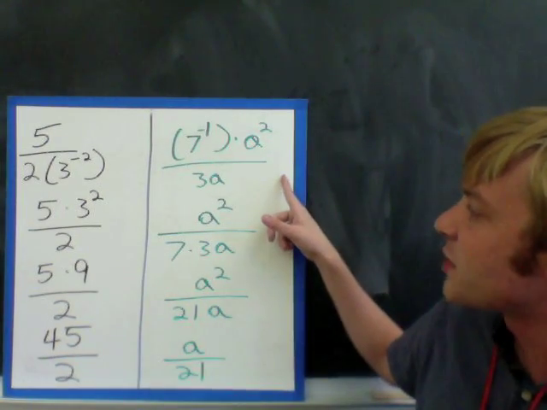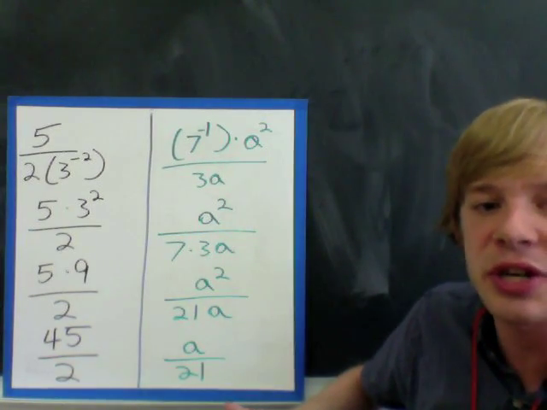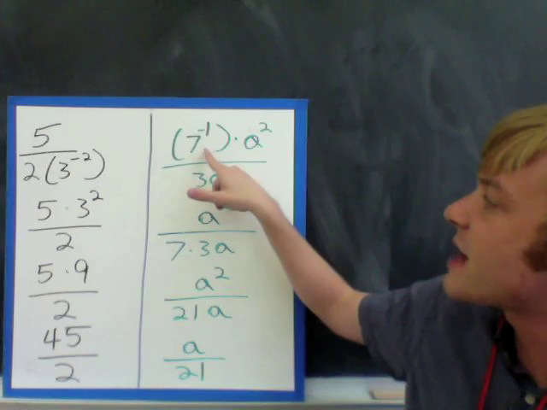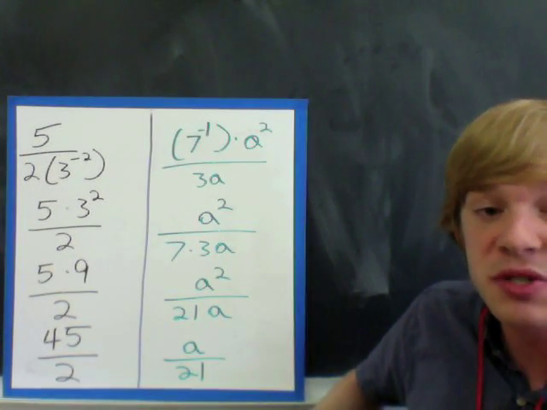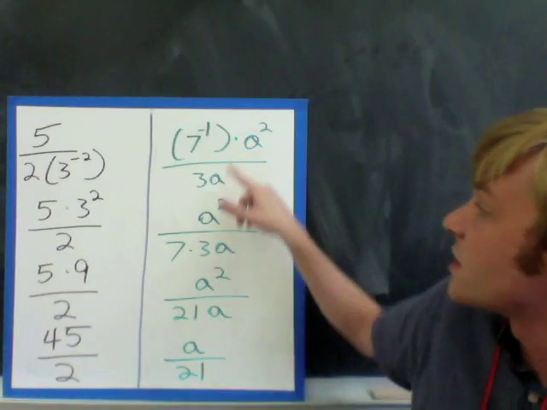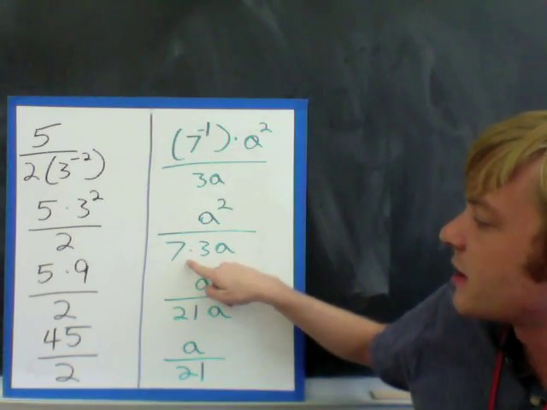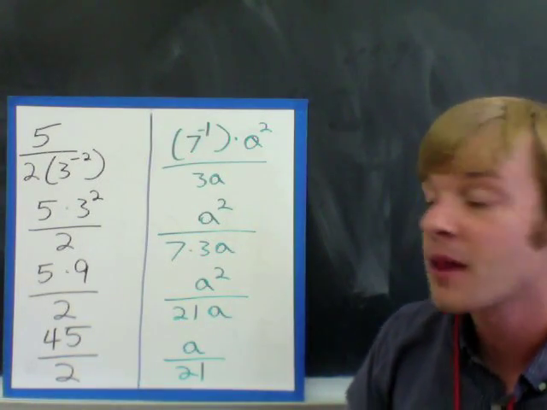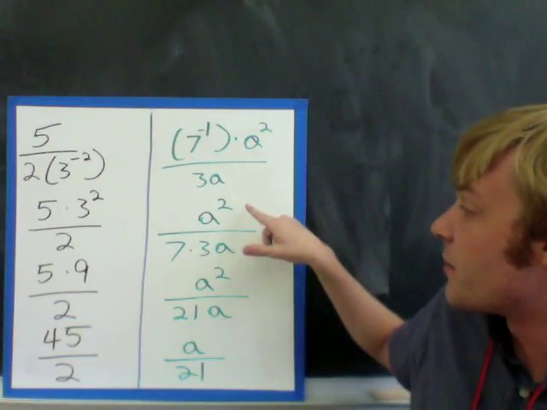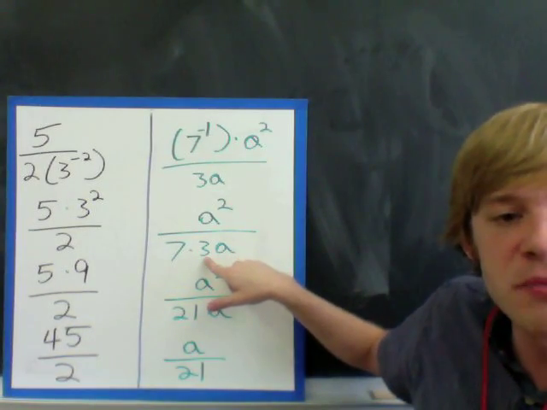With the second example over here, you see we have some variables thrown in, but this doesn't really change anything. All we're going to do is, 7 to the negative first power is the only thing with a negative exponent, so it's going to be the only thing that moves. So since this is in the numerator, it's going to move to the denominator, and I just wrote 7 here because 7 to the first power is just 7. And the a squared stays on top, and the a and the 3 stay on bottom.